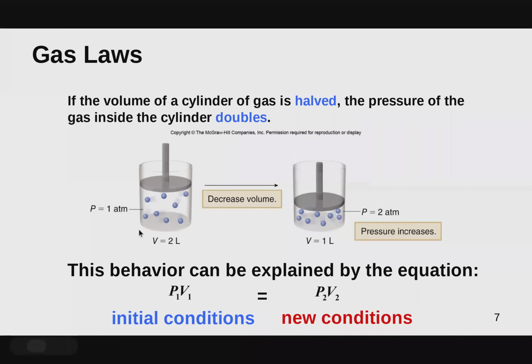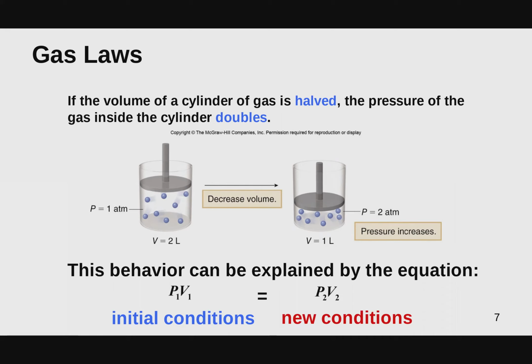Here, a pressure of 1 atmosphere here, and a pressure of 2 atmospheres here. What changes between these is the decrease in volume. Now remember, as Boyle's law tells us, as volume decreases, pressure should go up. And that's exactly what we see. Volume decreases from 2 liters to 1 liter, and pressure goes up from 1 atmosphere to 2 atmospheres.